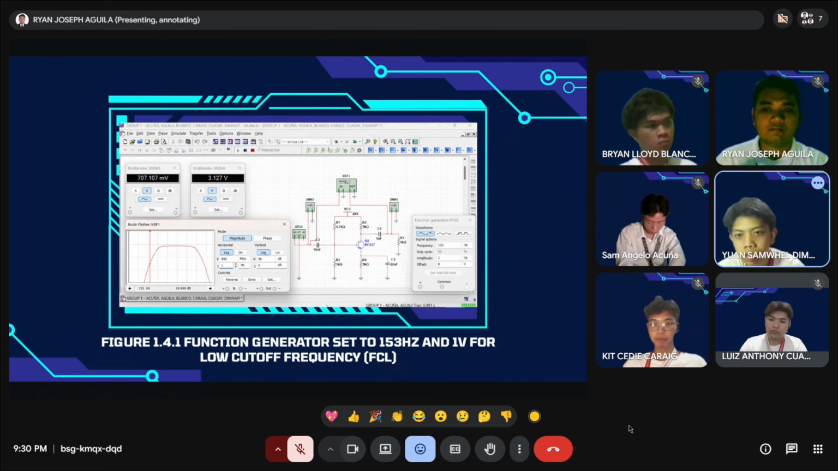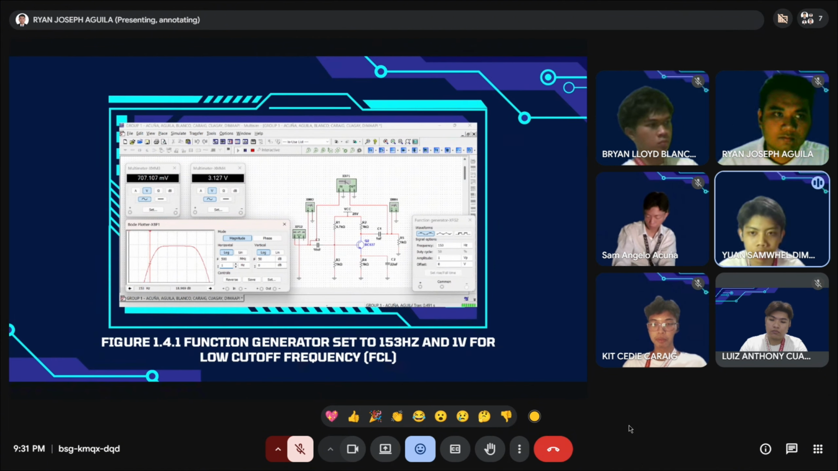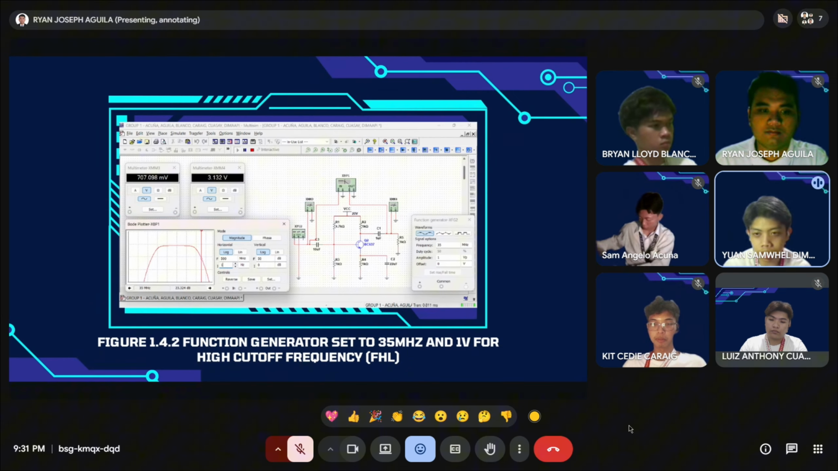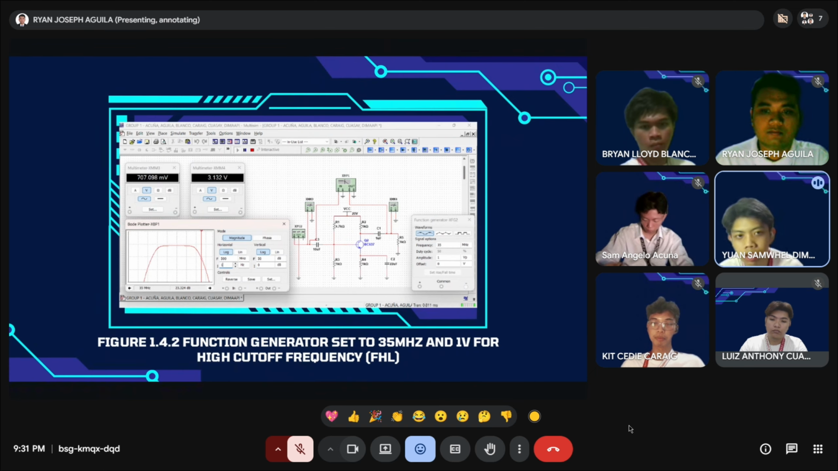So here, we change the frequencies so that the output voltage reaches the target output voltage of 3.13 volts. And as you can see, at 153 hertz, the output voltage is approximately 3.13 volts, making it our low cutoff frequency. Next slide, please. Then for the high cutoff frequency, changing the frequency to 35 megahertz also reaches the target output voltage of 3.13 volts. And then next slide, please.